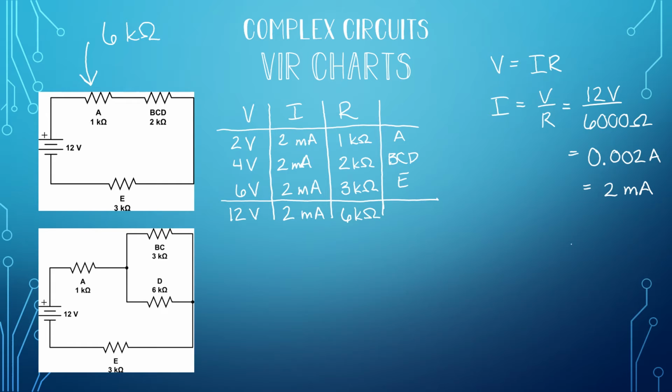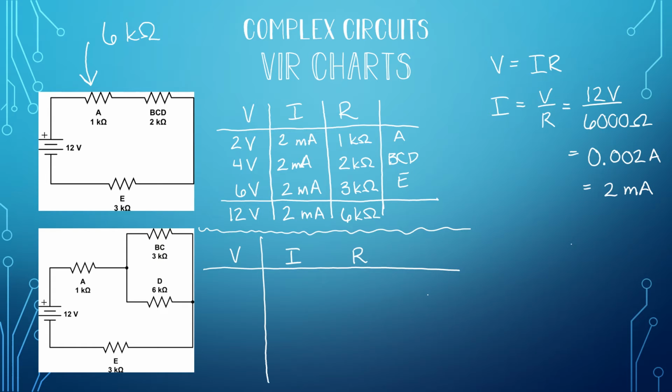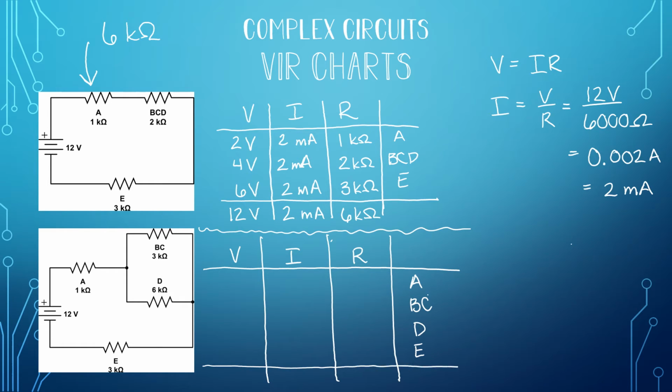Once we have finished our VIR chart for our simplest circuit, we're then going to move on to the one that we drew right before that, which I have on the bottom half of my screen here. So we're going to do a new VIR chart here. Some of those quantities in this VIR chart we already know, and so we'll just fill them in. And we'll have to fill in our unknowns. So this time I have resistors A, B, C, D, and E. And I'll still use that final row for my totals.